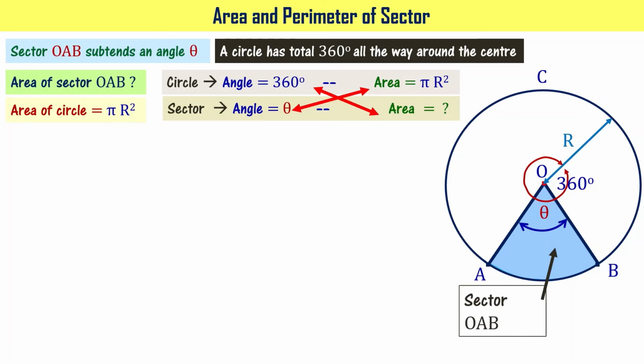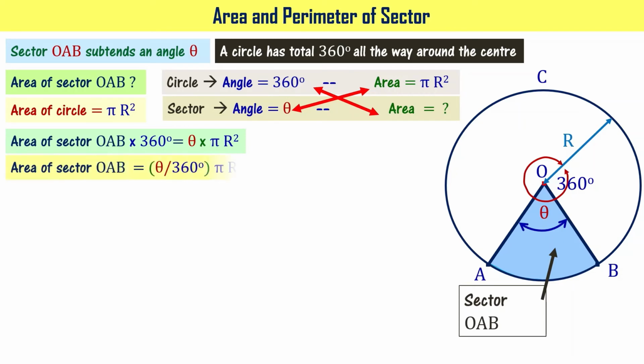We have two statements. A circle which is making angle 360 degrees has area pi r square. Now a sector which is making angle theta has what area? If you cross multiply these two, you get area of sector OAB times 360 degrees equal to theta times pi r square, right?